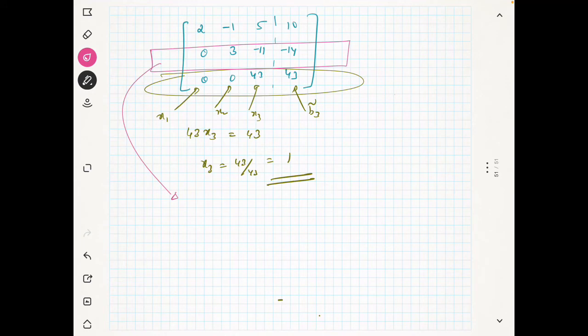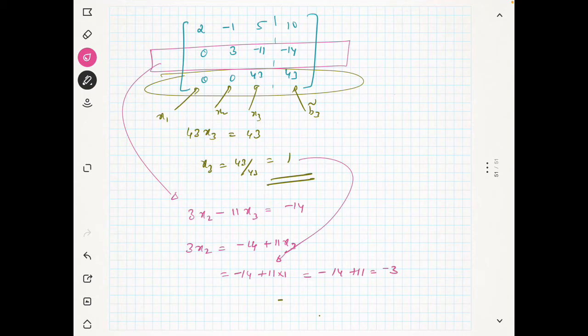So it is nothing but 3 times x2 minus 11 times x3 is equal to minus 14. So 3 times x2 is equal to minus 14 plus 11 times x3, which is equal to minus 14 plus 11 times, you know what x3 is, I will put it here. x3 is 1, so which is equal to minus 14 plus 11, which is equal to minus 3. So what is x2? x2 is equal to minus 3 divided by 3, because 3x2 is equal to minus 3. So this is equal to minus 1. I hope this is clear.